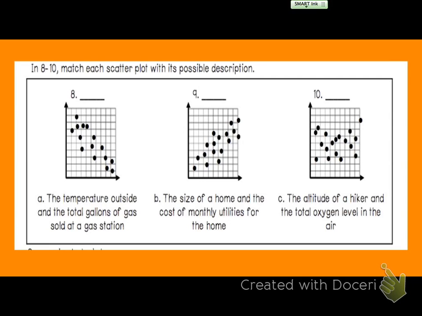Mm-hmm. So which one up there do you think would have a negative association? C. Yeah, the altitude of a hiker and the total oxygen levels in the air. Does that make sense, Kimberly? Because the further you go up, like if you're hiking Mount Everest, people, when they get up to the top, they have to start wearing oxygen masks, don't they? Yeah. Okay, so A would be C.